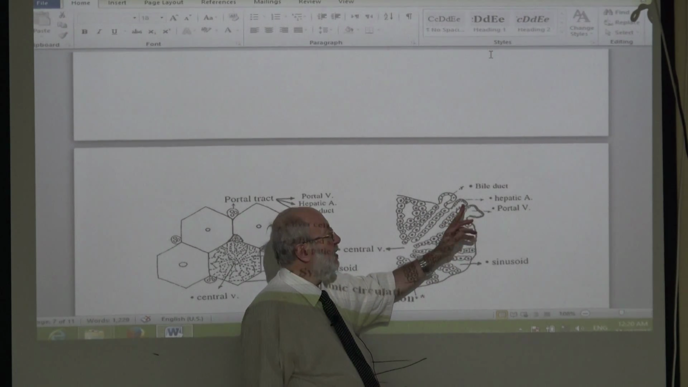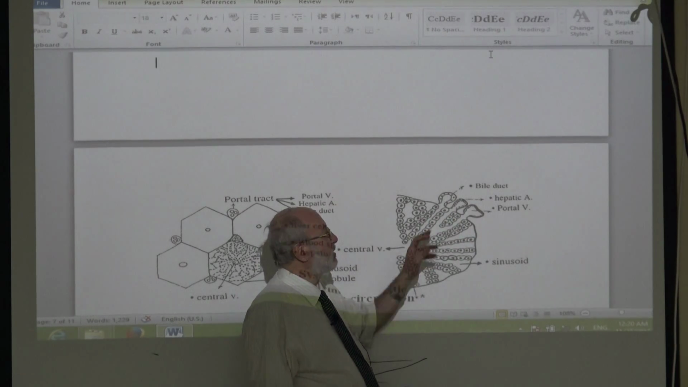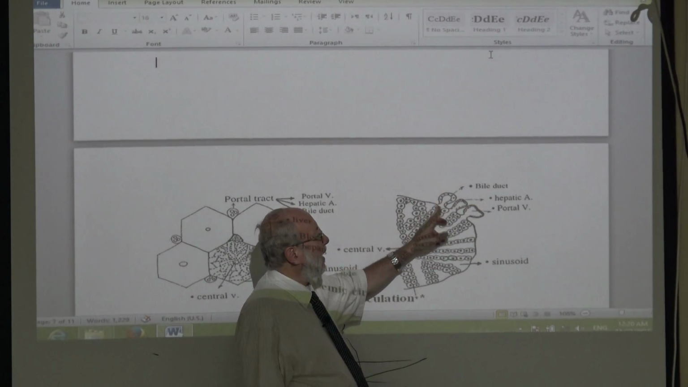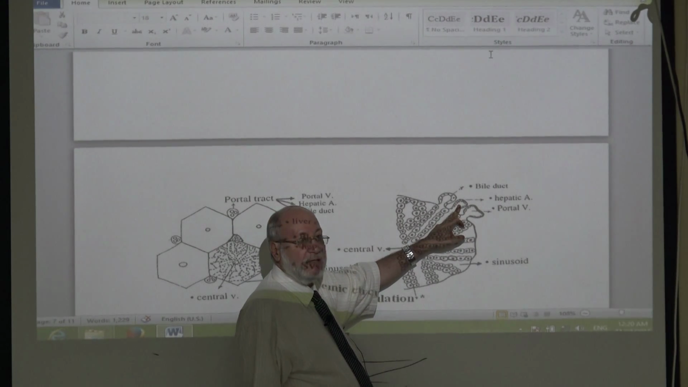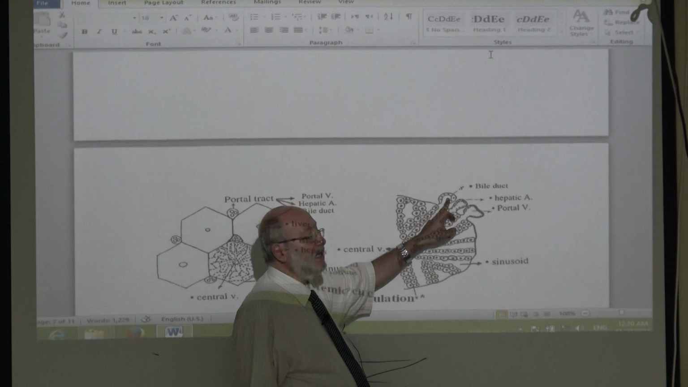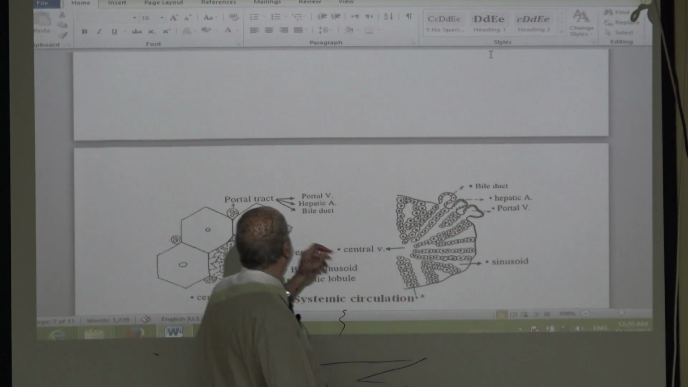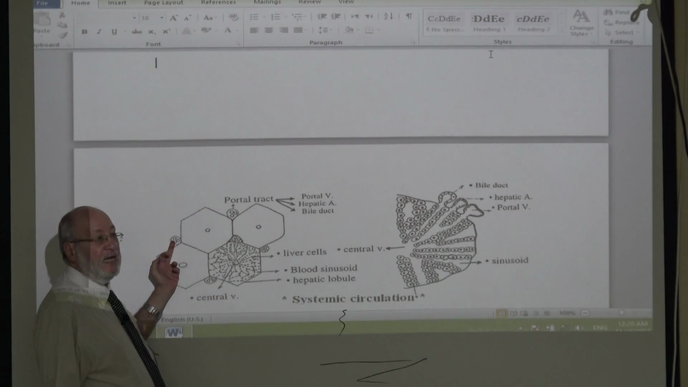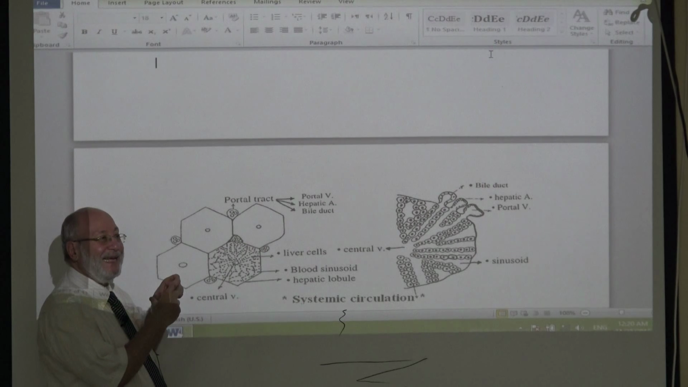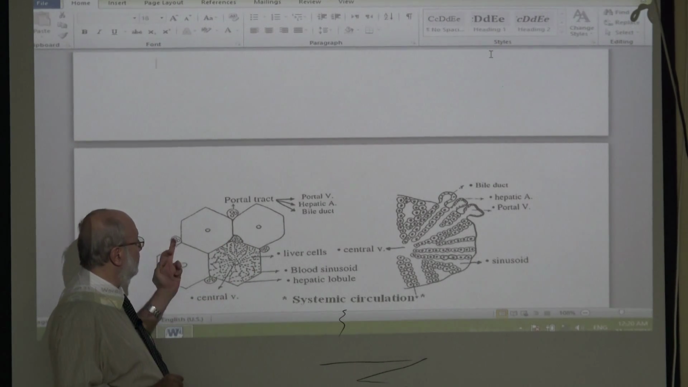Finally, in the histology of the liver, there is a branch of portal venule with a branch of hepatic artery and a bile ductule. These three structures in the histology are called the portal tract. Portal tract.